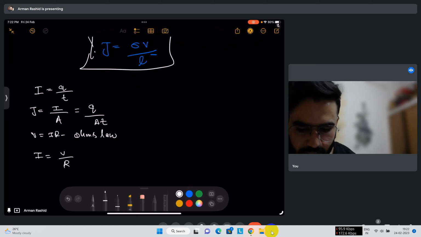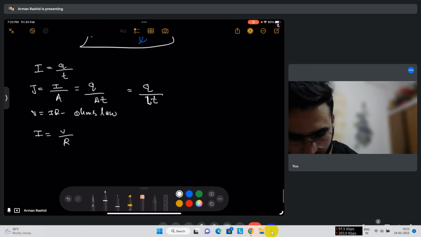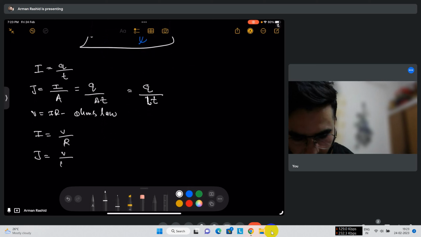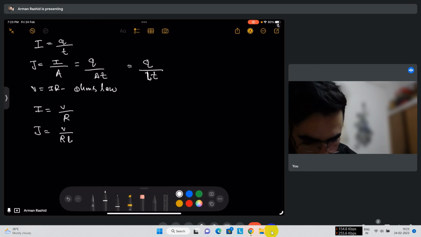Now if we consider a one-dimensional conductor, Q is equivalent to, here there will not be area, there will be L by T. Now I is equivalent to V by R, so J is equivalent to I, which will be V by R; for one dimension it will be L. So J is equivalent to 1 by R into L.